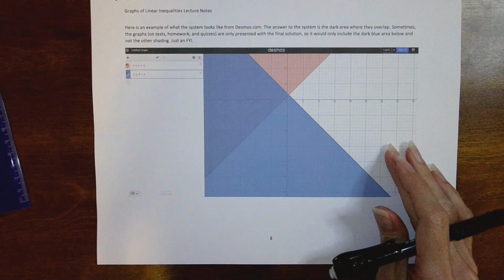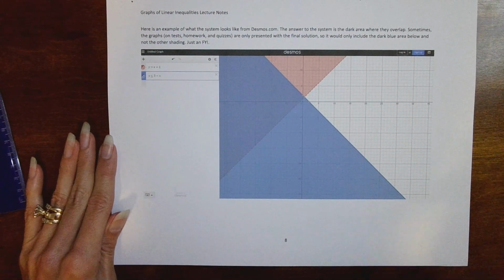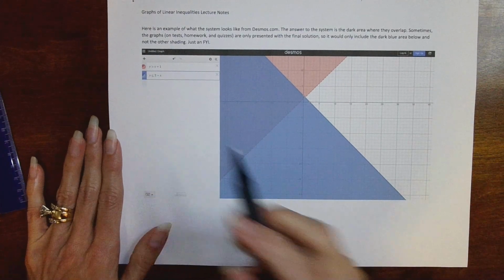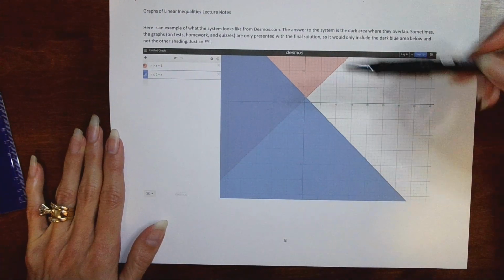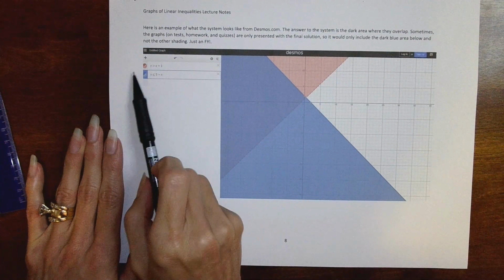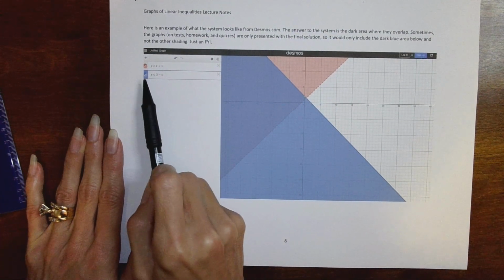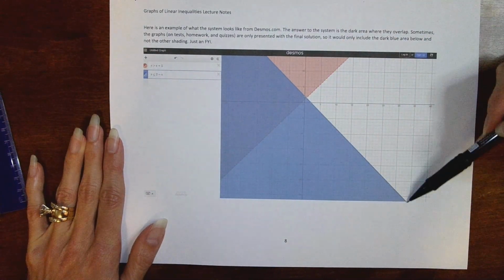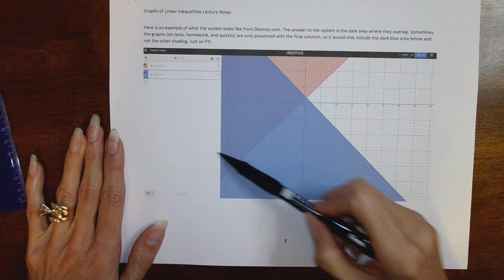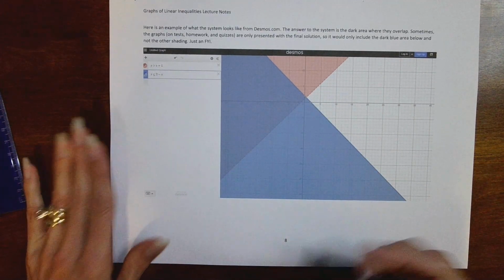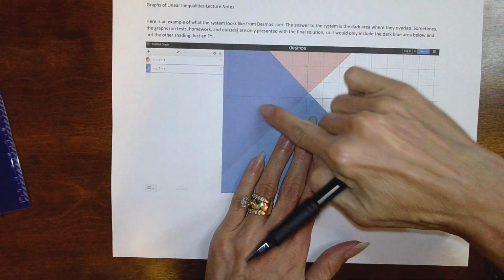And if I put this lovely thing in Desmos, here's my first one. See, it's got the dashed lines and it is shaded here. This is the second one. It has a solid line. And this place where it's darkest, that is your answer right there. Okay, so we'd ignore these parts, and that is your answer.